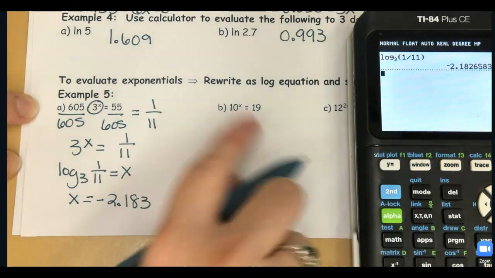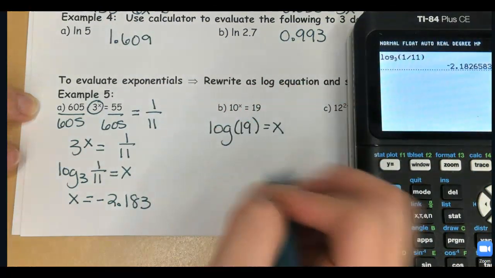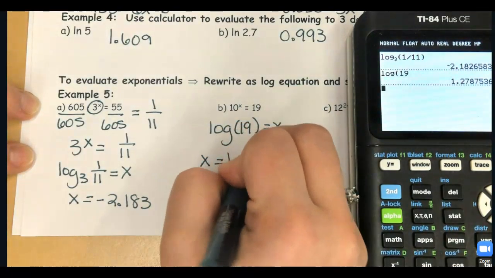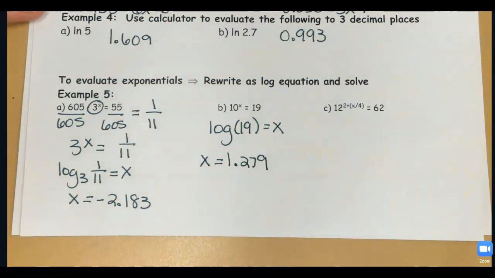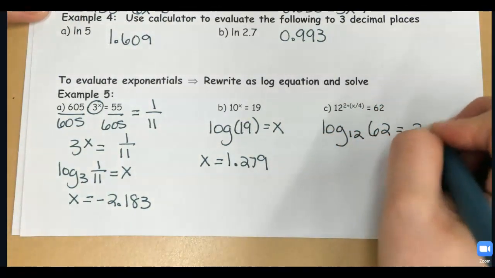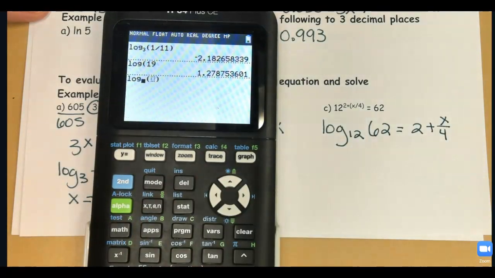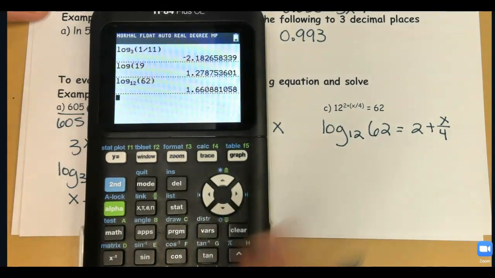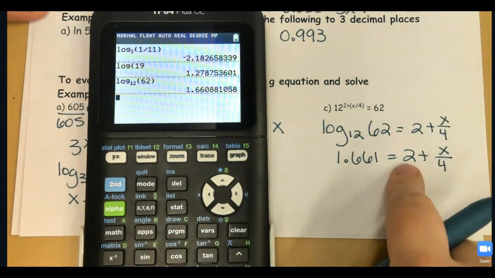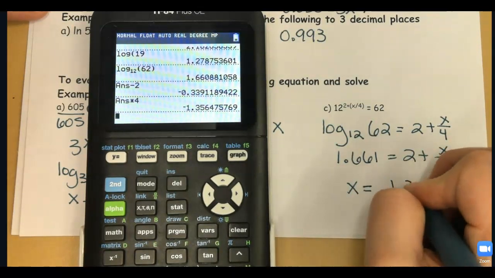On B, my exponential is already alone, and my base is 10, so the log of 19 is going to be equal to x, so less buttons I have to push for that one. And x is approximately 1.279. Last one, my exponential is alone, so this is going to be log base 12 of 62 equals 2 plus x over 4. So to find log base 12 of 62, it's going to be about 1.661, and what I have to do with that value is subtract 2 and multiply by 4 to get that x is about negative 1.356.